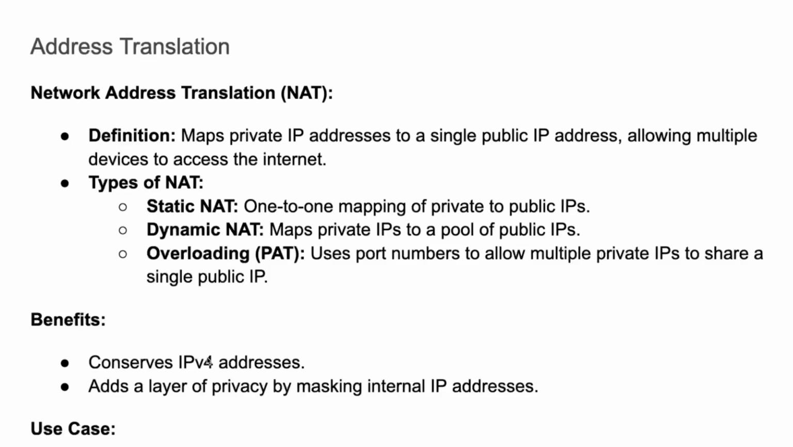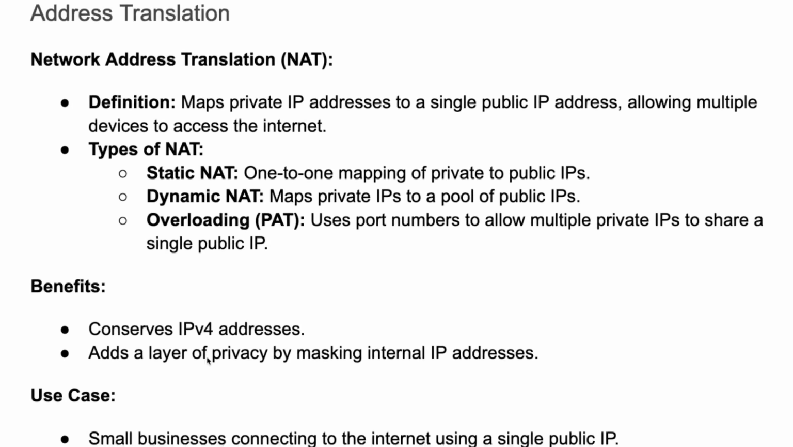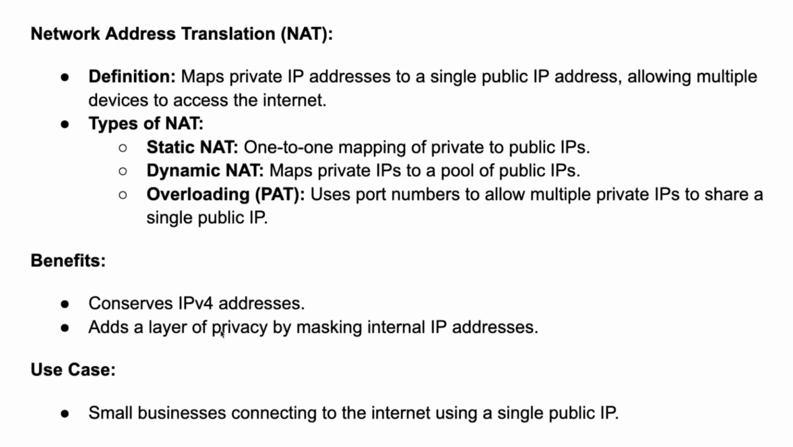Now, another concept that we need to talk about when it comes down to routing is address translation. Network address translation is one of these very common protocols that you're going to hear about regularly, and it actually is very useful in security as well. What it does is it maps private IP addresses to a single public IP address that allows multiple devices to access the internet without their private IP addresses being displayed to the entire world.